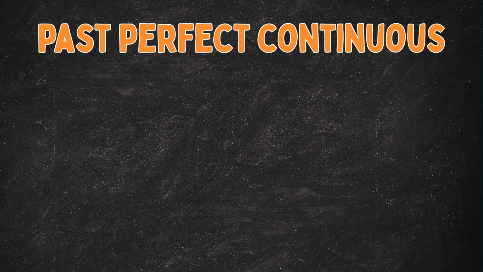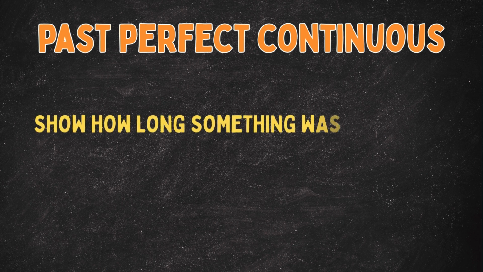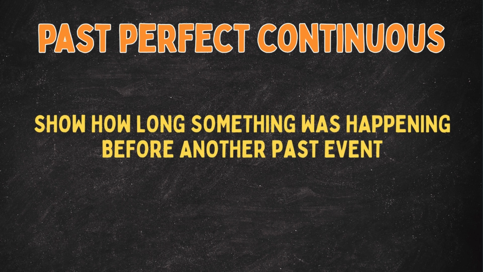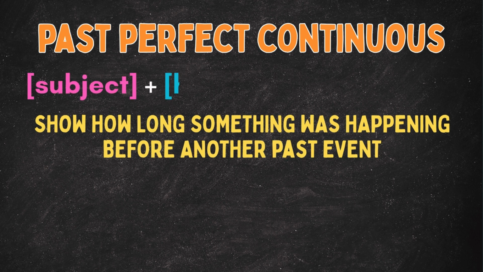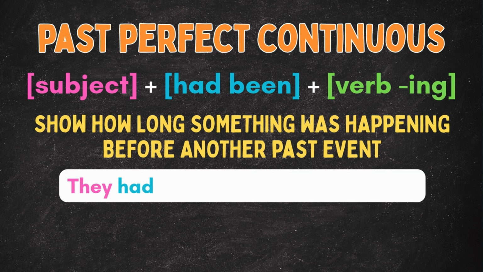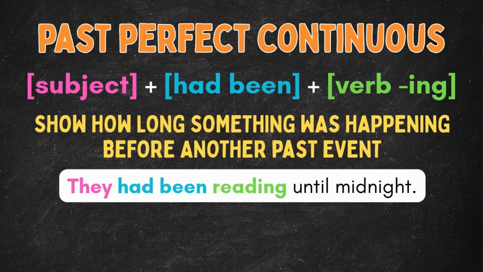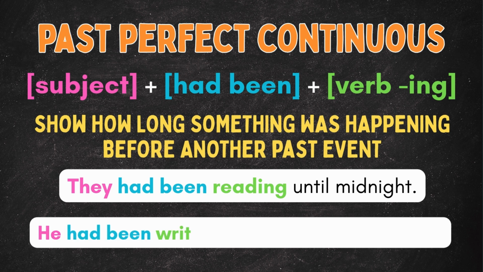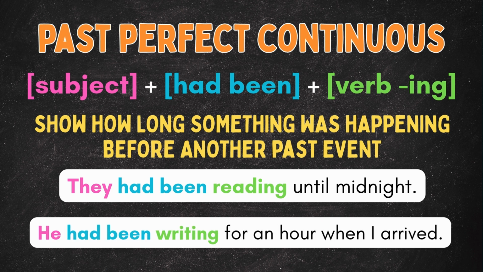Past perfect continuous. The past perfect continuous shows how long something was happening before another past event. The sentence structure consists of subject plus had been plus verb with ing. For example, they had been reading until midnight. He had been writing for an hour when I arrived.